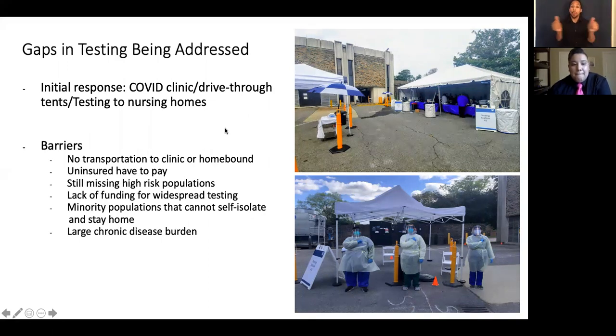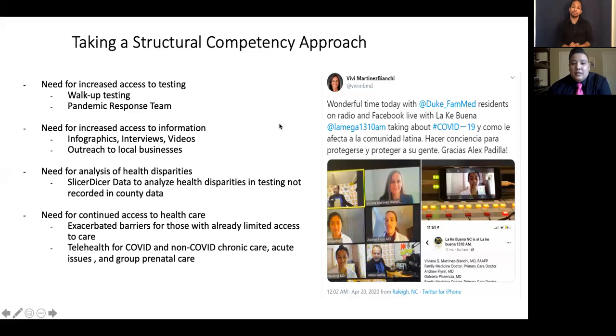So next slide. So to increase access to testing, we've been working on having walk-up testing for those who don't have private vehicles. We've also drafted a proposal to mobilize interdisciplinary teams in a partnership with the Department of Health to bring testing directly to high-risk community sites.